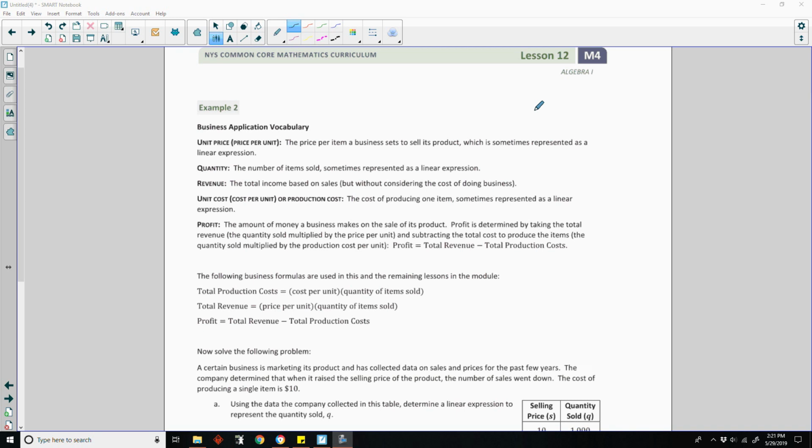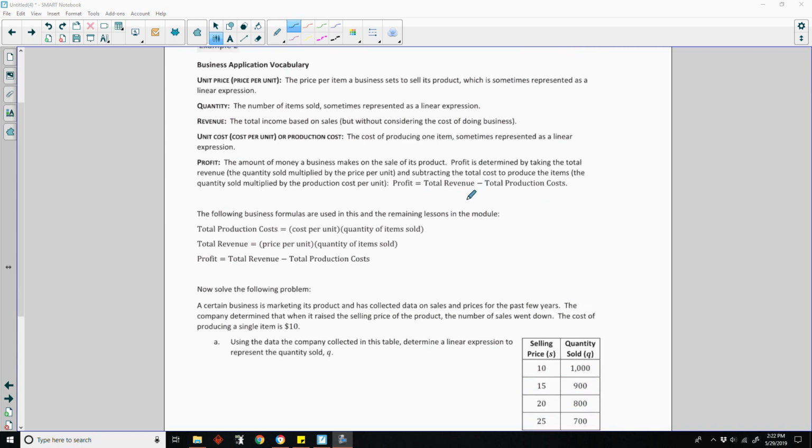Quantity, the number of items sold, sometimes represented as a linear expression. Revenue means the total income based on sales, but without considering the cost of doing business. Okay, so that's not taking into account expenses, just how much they made selling a product. Revenue, income based on sales. Unit cost is cost per unit or production cost. The cost of producing one item, sometimes represented as a linear expression. So the cost to make one. Remember in math, unit means 1. Unit circle, a circle with a radius of 1.